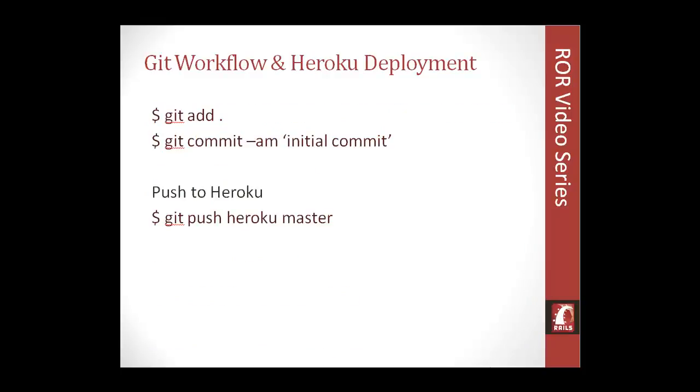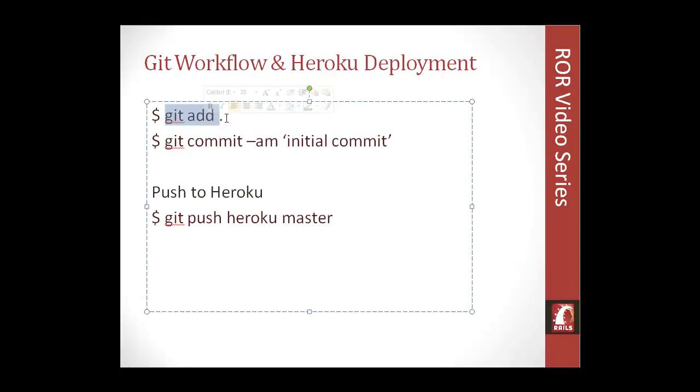And here we have the very basic workflow of using Git with Heroku. If you were using something like github.com, there'd be a little more to this, but if we're just using Heroku, you just git add . This means the period here, the dot, it means add all. So it's adding all to the local repository, and then you want to commit.